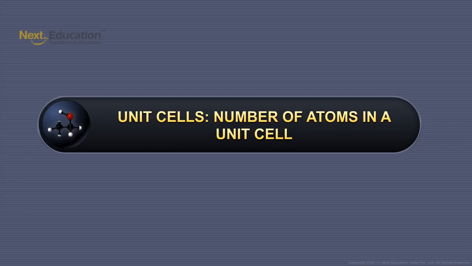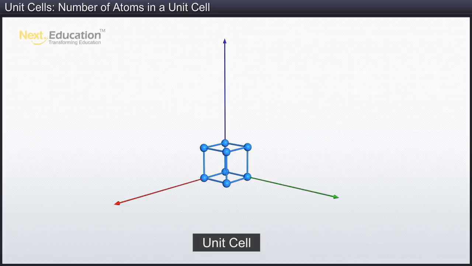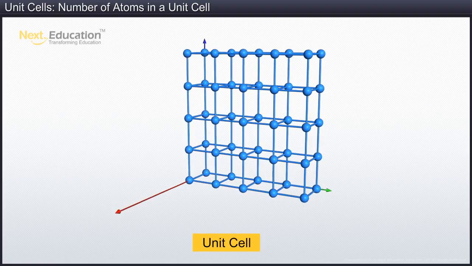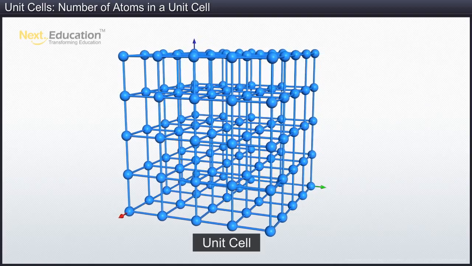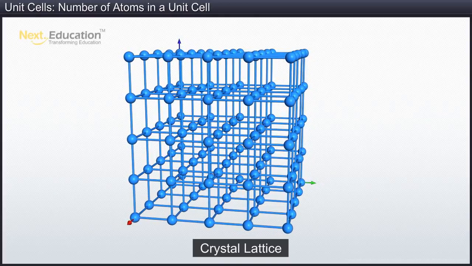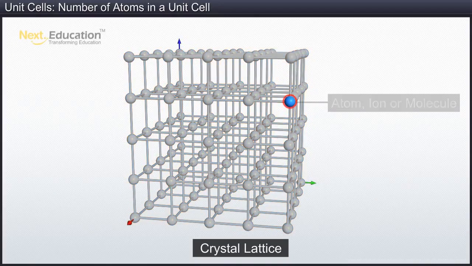In this module, you will learn about the number of atoms in a unit cell. You already know that every crystal lattice is made of an infinite number of unit cells, and every lattice site is occupied by a constituent particle that may be an atom, an ion, or a molecule. Now let's examine what portion of each particle belongs to a particular unit cell.